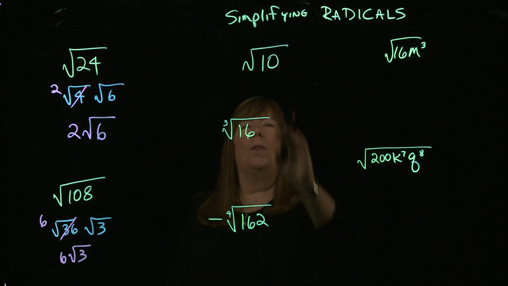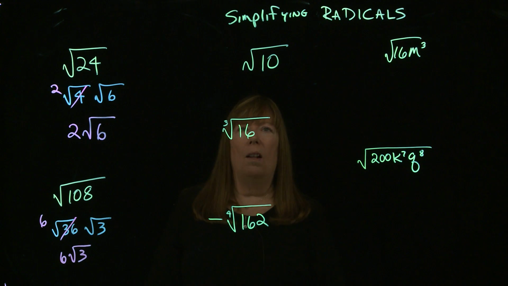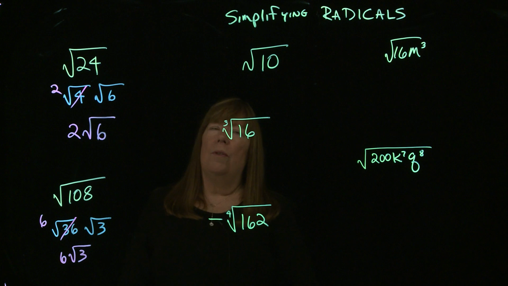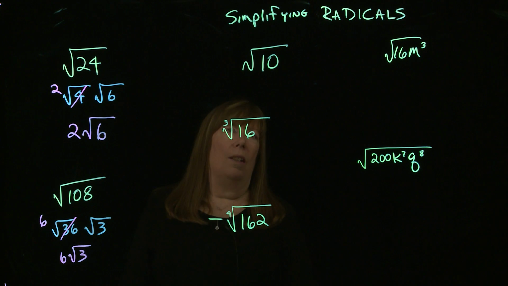Okay, what about this one, the square root of 10? Can I simplify that at all? The only factors of 10 are 1 and 10, 2 and 5. None of those are perfect squares, so that one doesn't simplify.